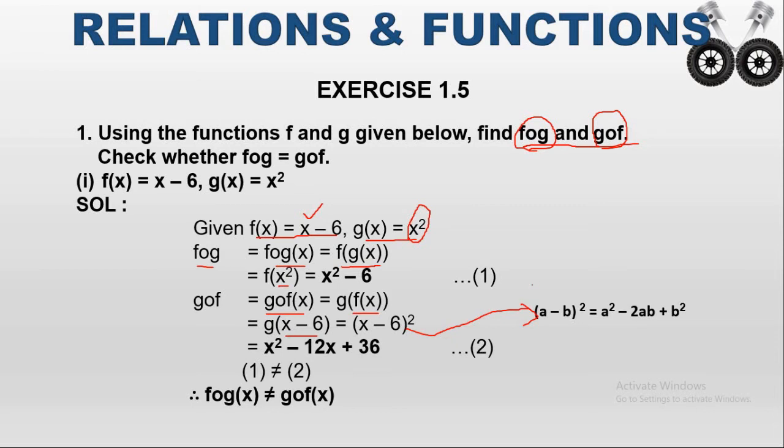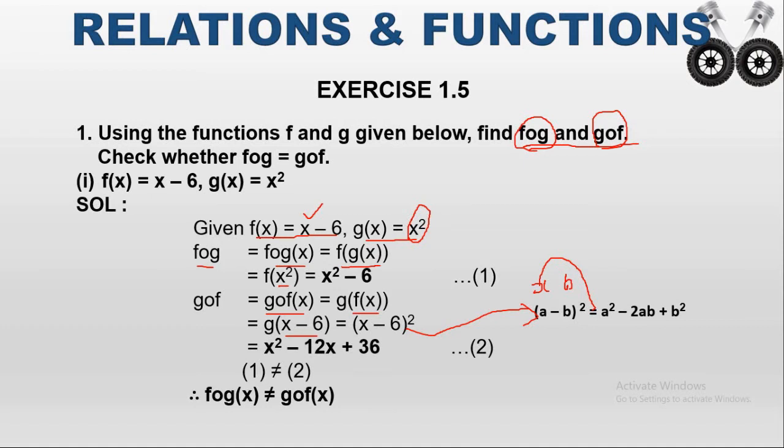What is the value for a? The value for a is x and the value for b is 6. Now substitute here. Instead of a, substitute x. It will become x square, and instead of a and b in the middle term, substitute x and 6. 2 into x becomes 2x. 2x into 6 is 12x. So, x square minus 12x plus 6 whole square, that is 36. So, the answer is x square minus 12x plus 36. This is equation 2.